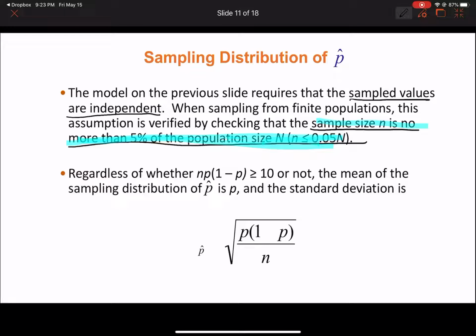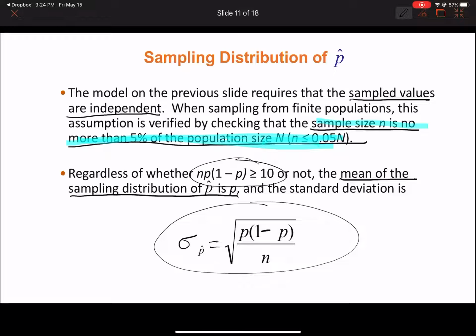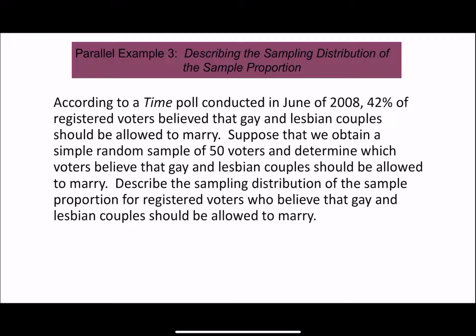Once again, let me fix this because this is not pretty. Regardless of whether np times 1 minus p is greater than or equal to 10, the mean of the sampling distribution of p-hat is p, and this is the standard deviation. Even if we don't get np times 1 minus p greater than 10, we are still going to use this mean and this standard deviation. You're not going to really encounter that though, so I wouldn't worry too much about it. Okay, let's do an example of the math that you might find on your homework.